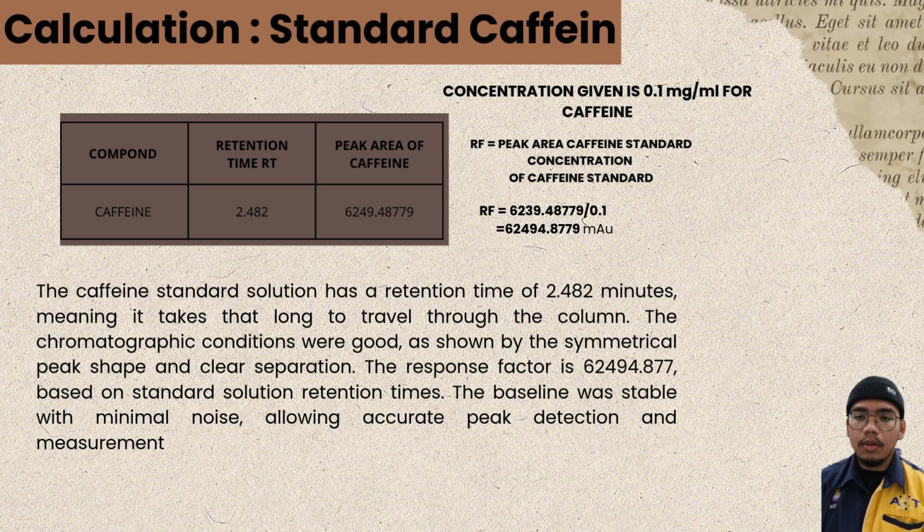Calculation for data number 1, standard caffeine. The formula for the response factor is the peak area of the caffeine standard over the concentration of the caffeine standard. The peak area of the standard caffeine is equal to 6249.487 milliabsorbance divided by the given caffeine concentration of 0.1. The answer is 62494.87 milliabsorbance per mg per mL. The baseline was stable with minimal noise, allowing accurate peak detection and measurement.